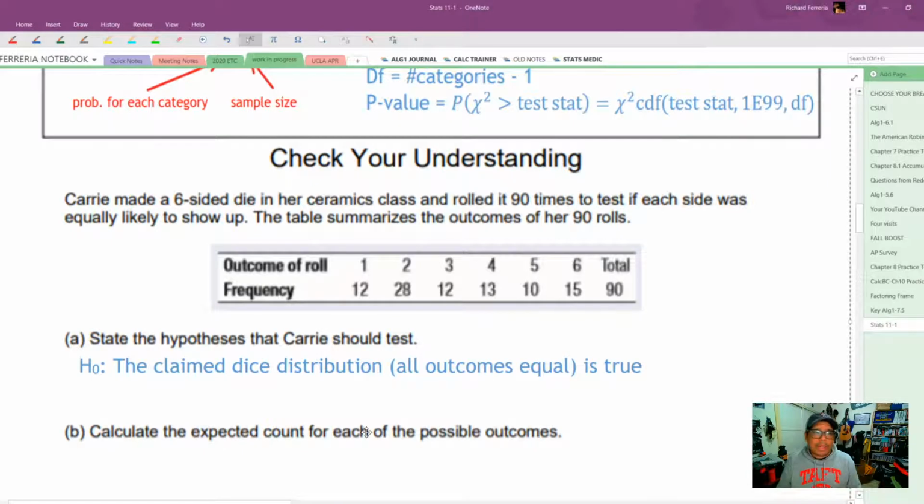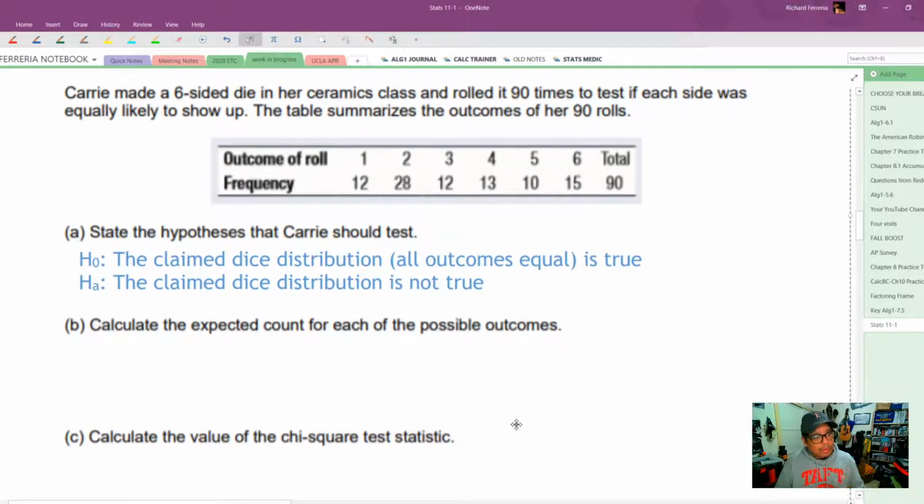So for the null hypothesis, we would say that the claimed dice distribution, or I suppose die distribution, where all the outcomes are equal, is true. Alternatively, we have that the claimed dice distribution is not true.